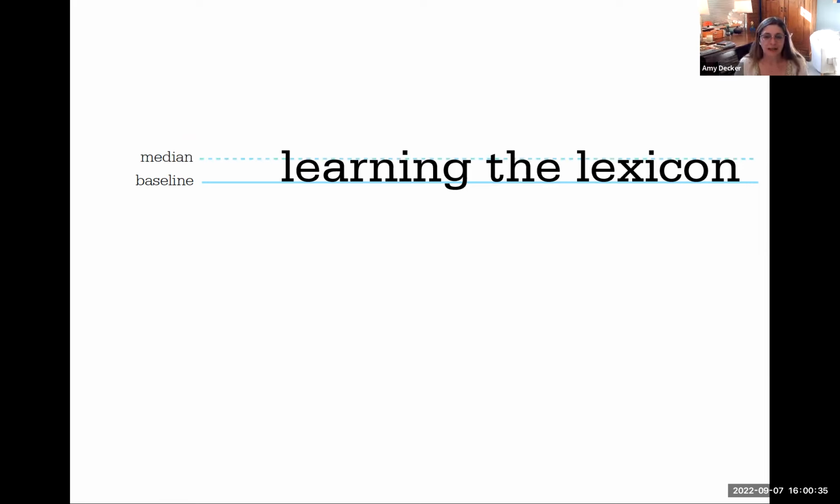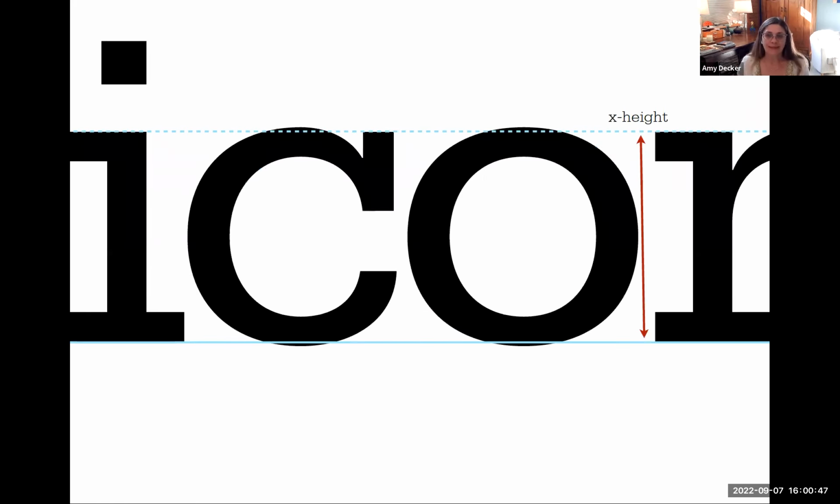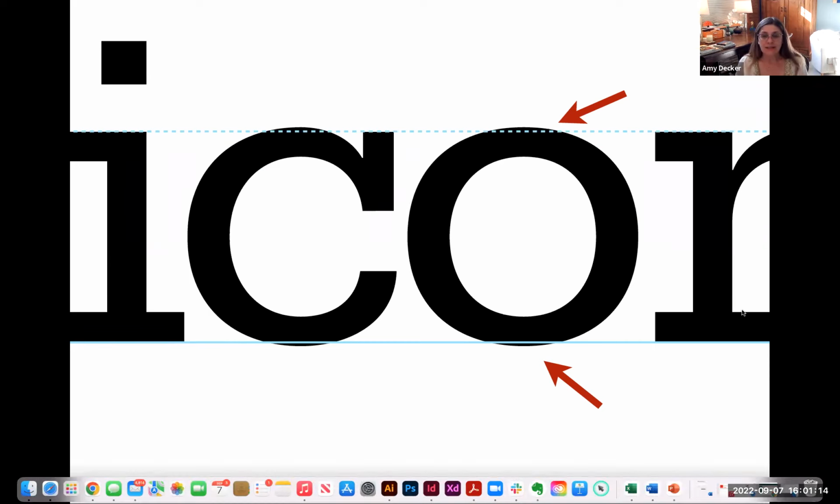The next line in our scaffolding is the median. So between the baseline and the median line is the lowercase letter forms, which also equal the X height. Notice how the rounded letters go above and below the baseline and the median line. But if we notice the I and the N, straight parts of the N anyway, do not. Can anyone tell me why the curved letters go above and below and don't sit directly on the line?